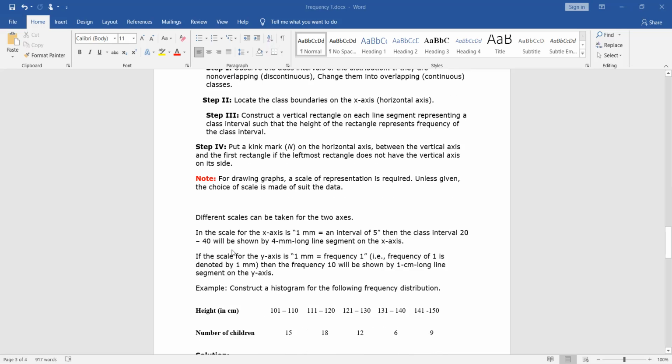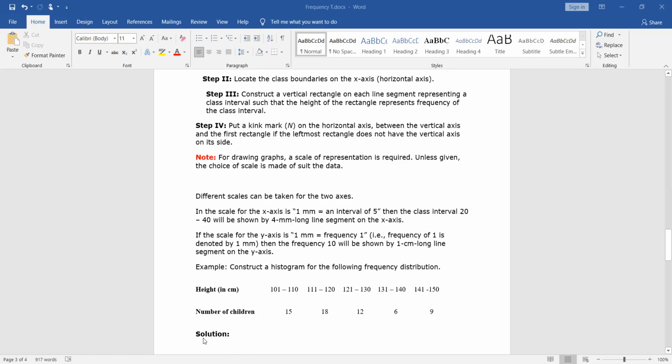Now an example is given. Construct a histogram for the following frequency distribution. The height is given in centimeters and the number of children. The data is collected from children whose height is between 101 and 150 centimeters, and the data is classified. The number of children between 101 and 110 is 15, between 111 and 120 is 18, and between 121 and 130 is 12. So this is the group data.